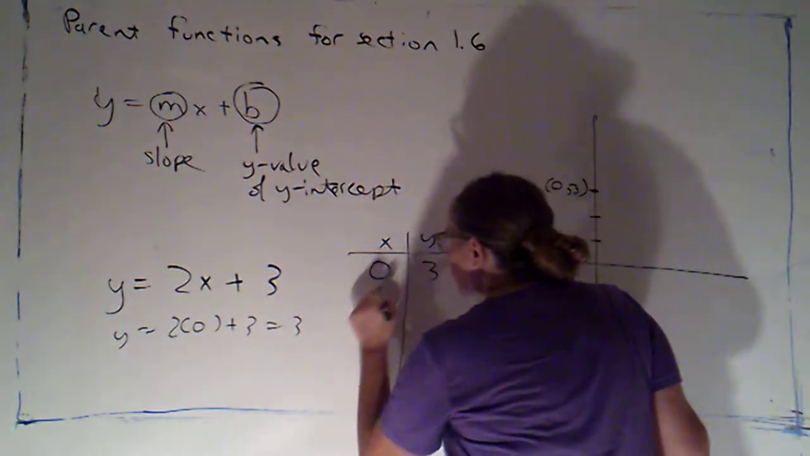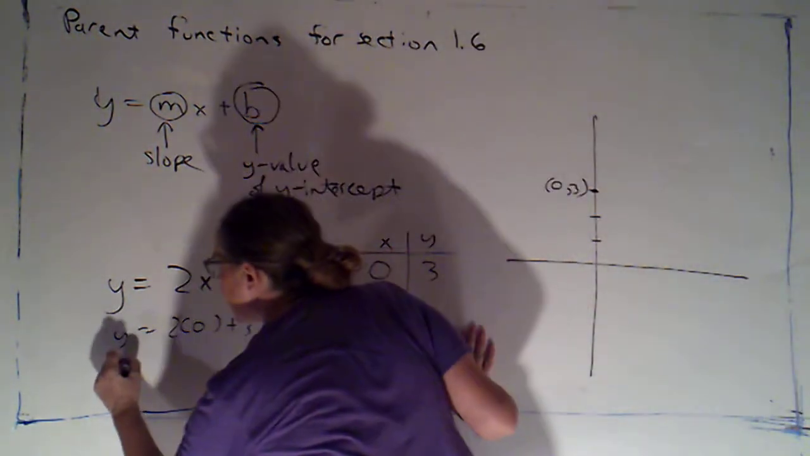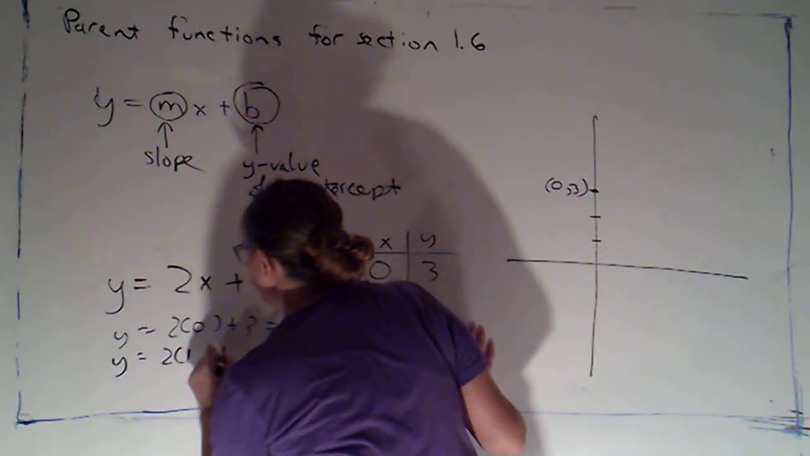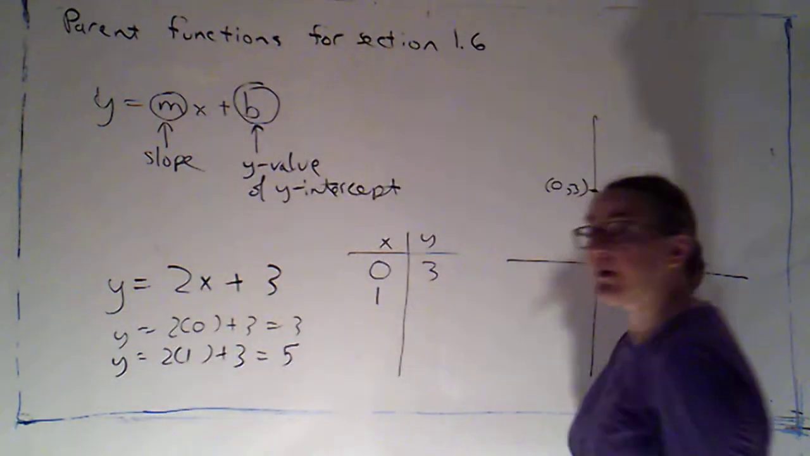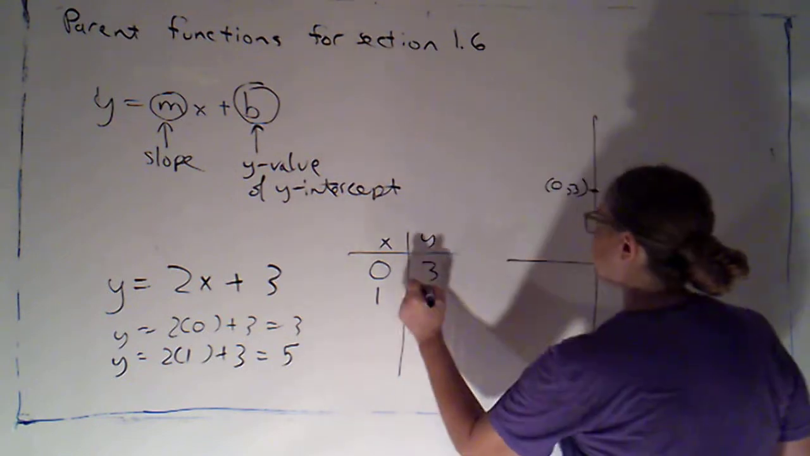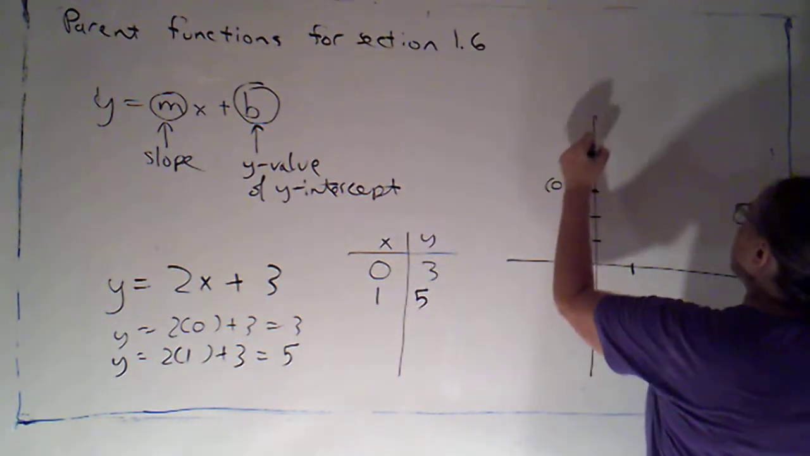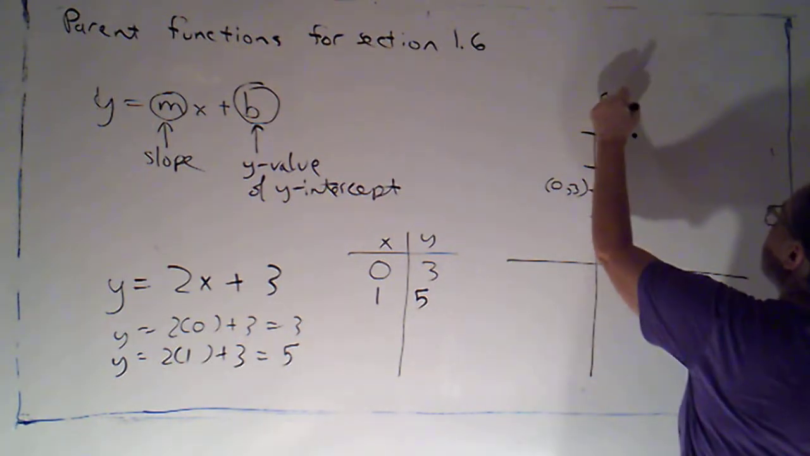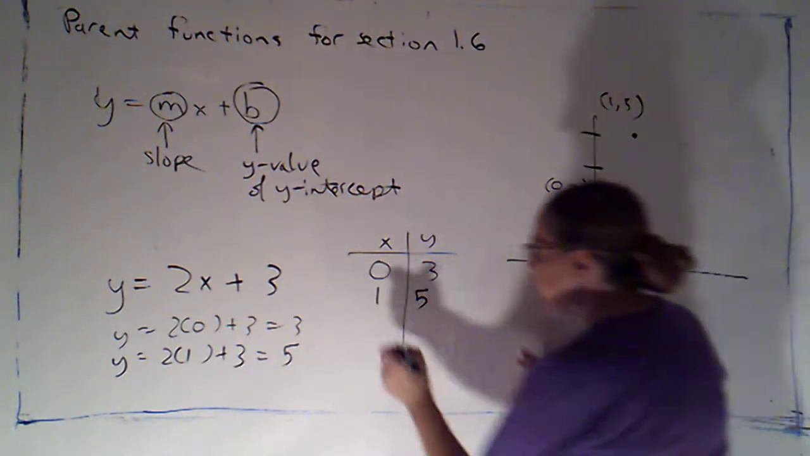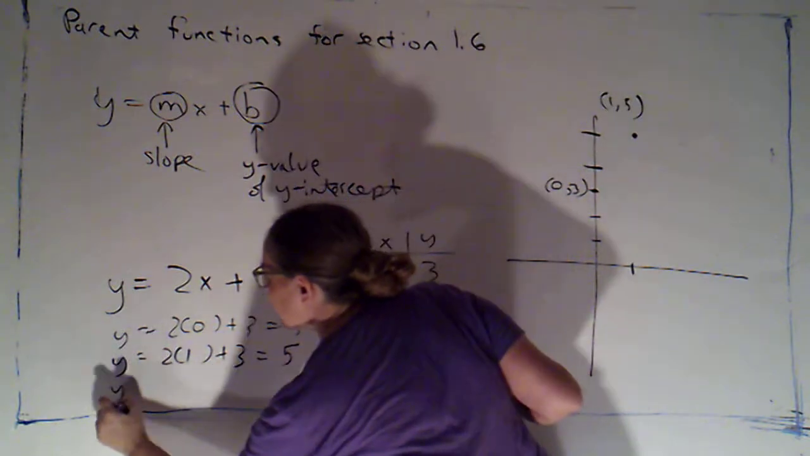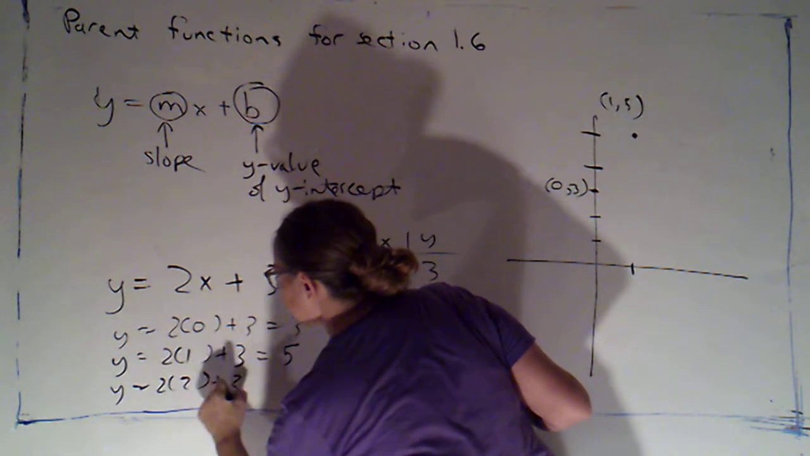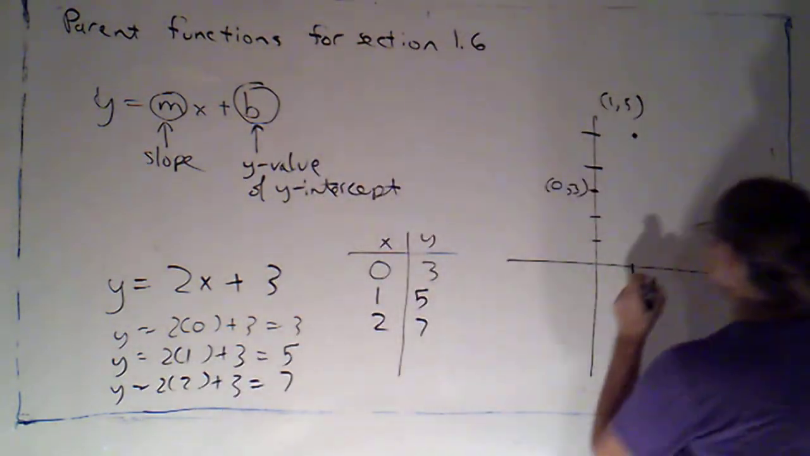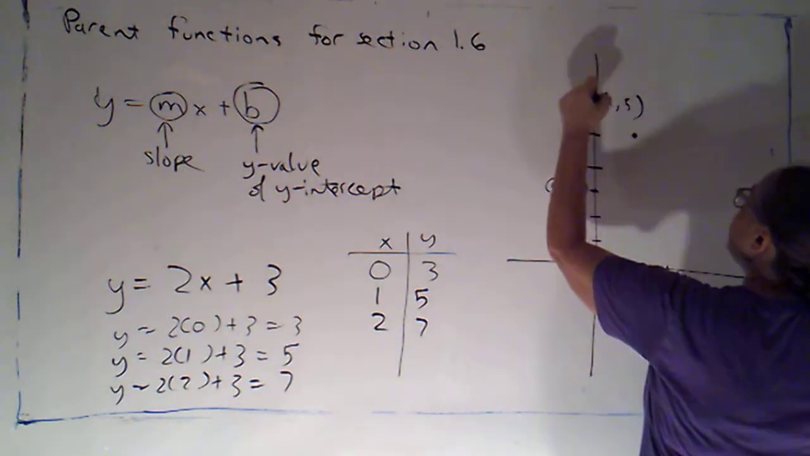Now, if I plug in 1 for x, I would get y is equal to 2 times 1 plus 3. That's going to be 5. So I could plot the point (1, 5). And if I plugged in 2 for x, I'd get y equals 2 times 2 plus 3. That's going to be 7. I could plot the point (2, 7).